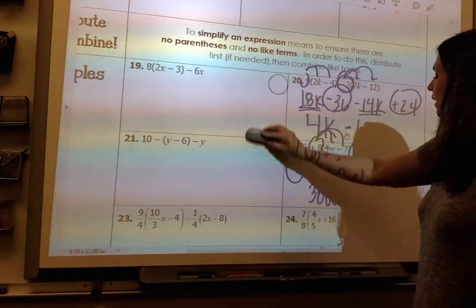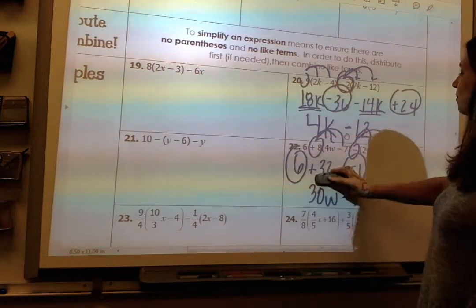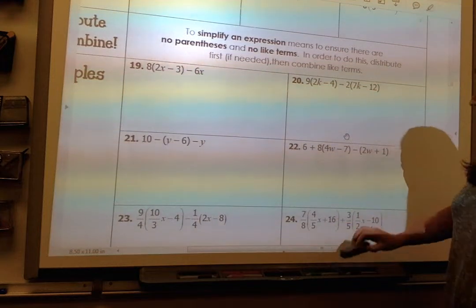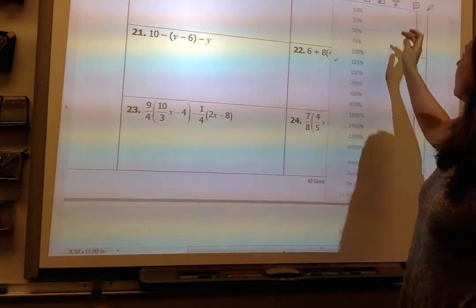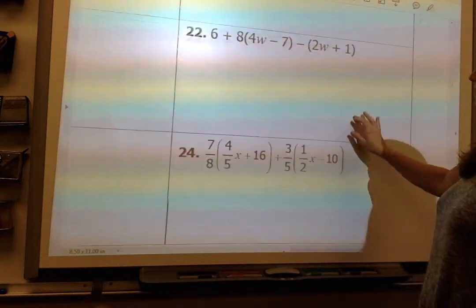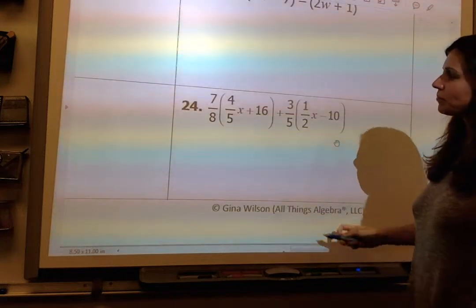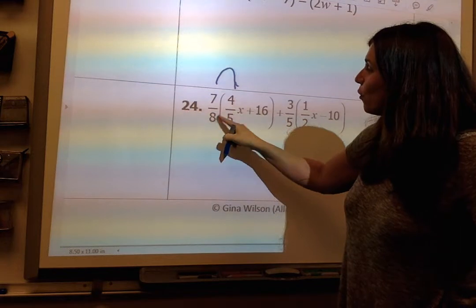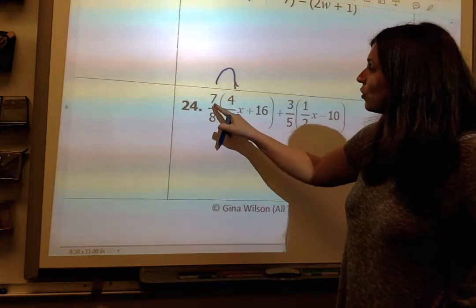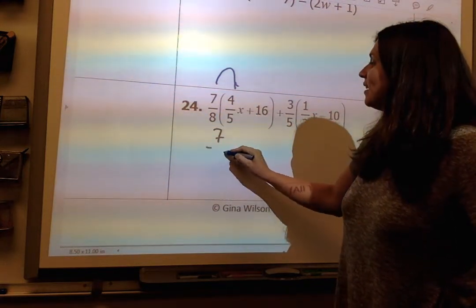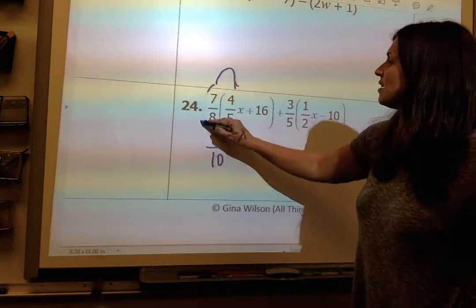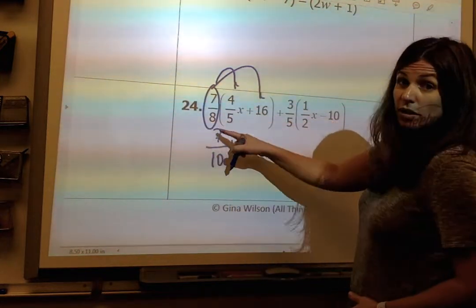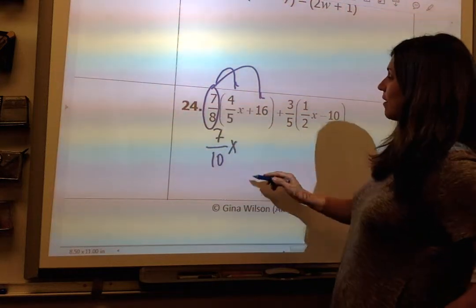Okay? 24. Again, we've got this fraction piece. Don't fear the fraction. We just got to do it, and we should be able to do it in our head. So let me expand it a little bit more because I like looking at it like that. So I can do this in my head. 7/8 times 4/5. 4 and 8 cross reduce to 1 and 2. That makes it 7/10 x. 7/8 times 16. 8 and 16 cross reduce. 8 cancels out. 2 times 7 is 14.